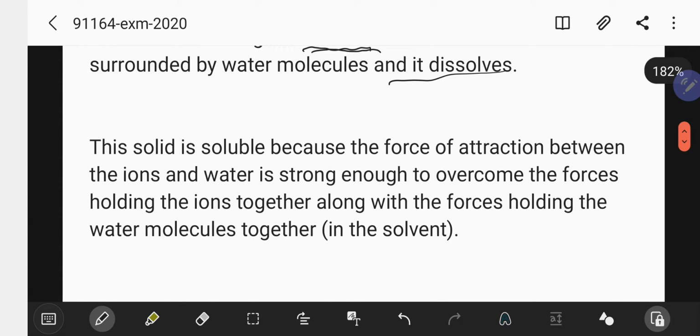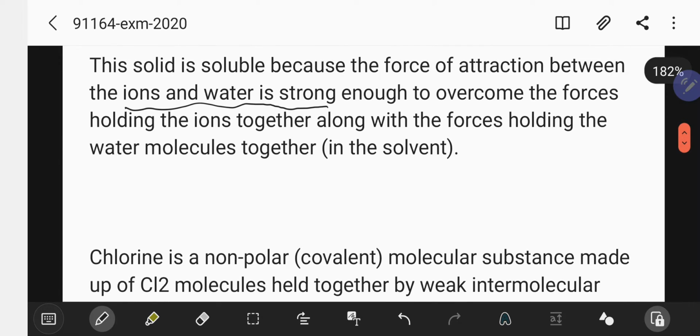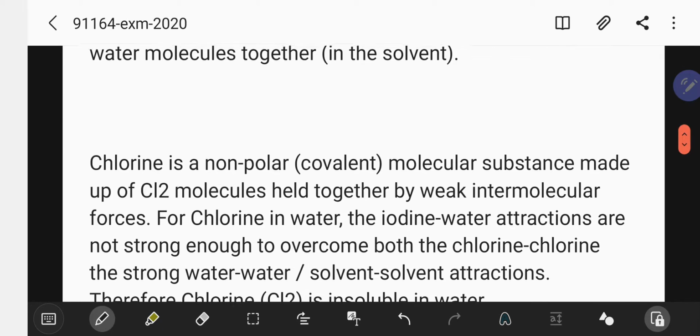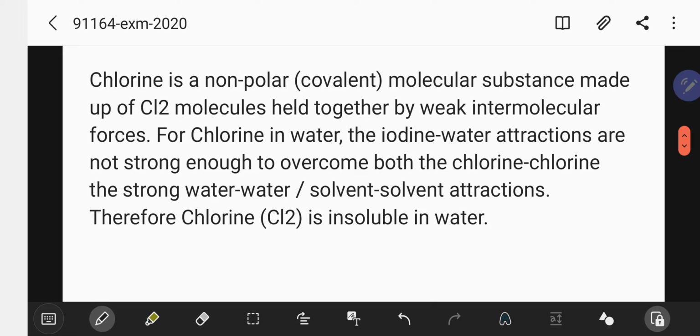The solid is soluble because the force of attraction between the ions and water is strong enough to overcome those existing forces holding the ions together along with the forces holding the water molecules together. So, like I said before, it's strong enough to overcome those existing bonds or forces.